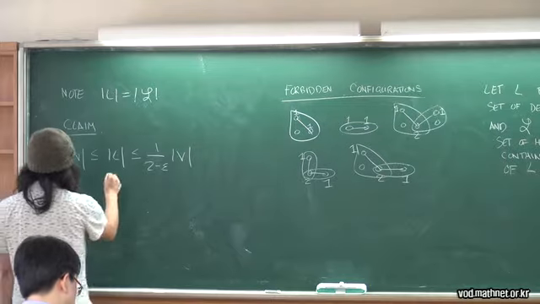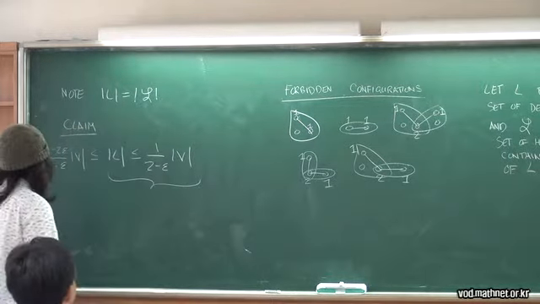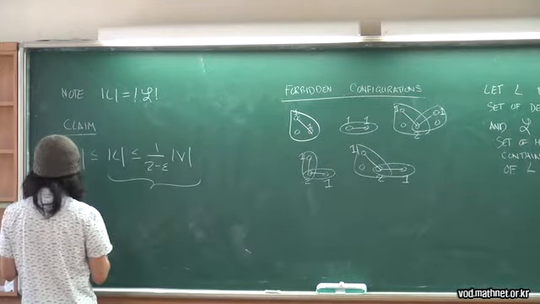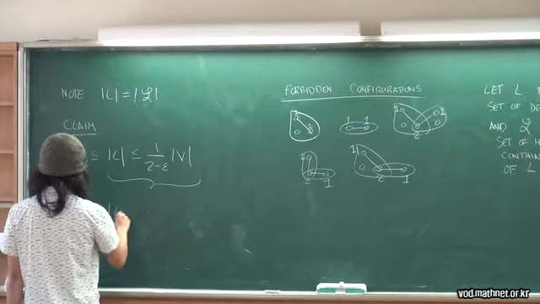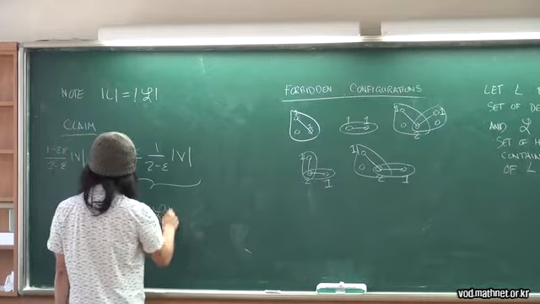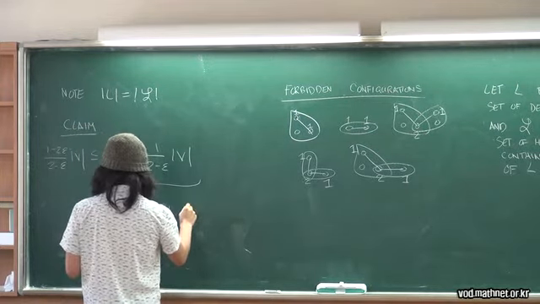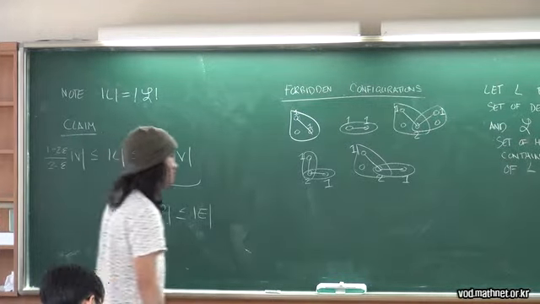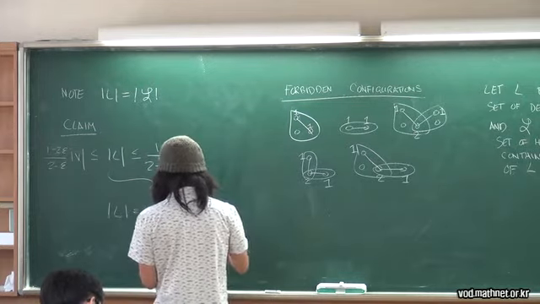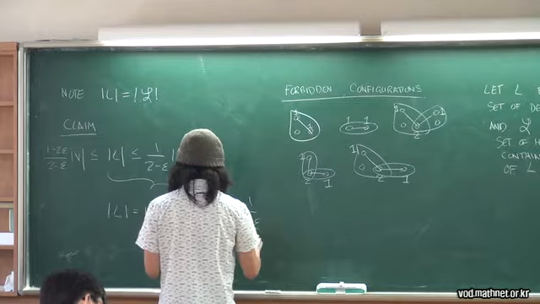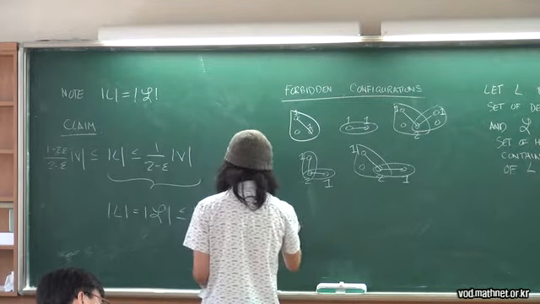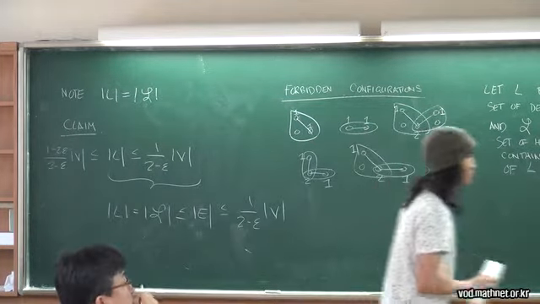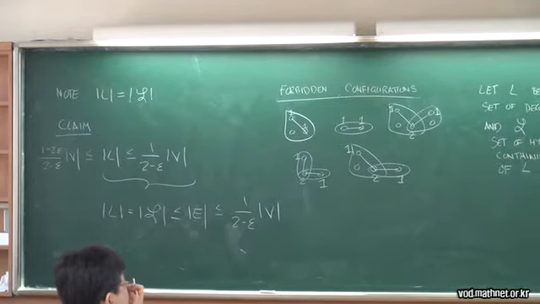Okay, so this part is fairly straightforward, right? The size of L is equal to the size of script L, and that's at most the number of edges in the hypergraph, right? And by this expansion assumption, that's at most 1 over 2 minus epsilon times the size of V. Okay, I'll move here now.